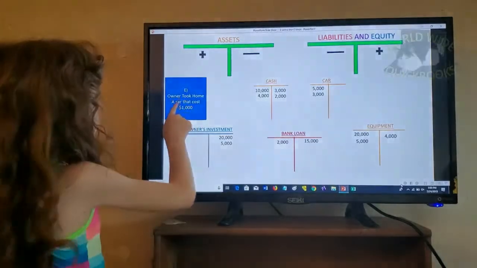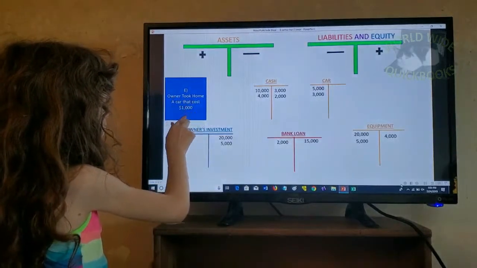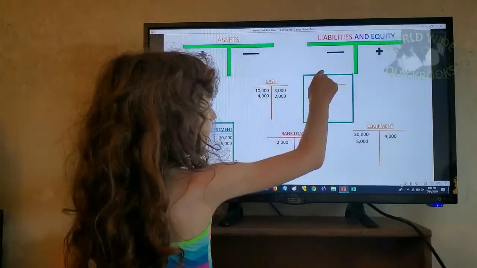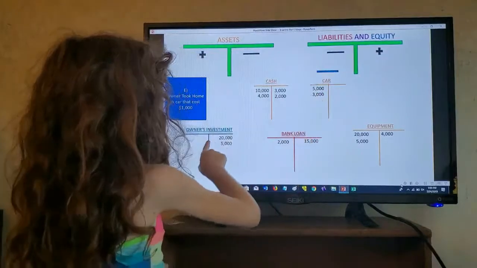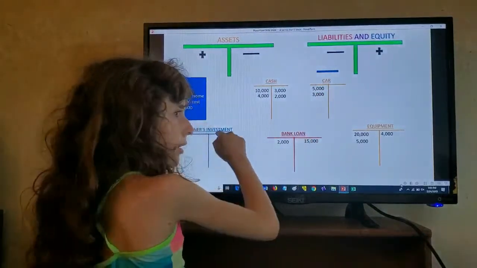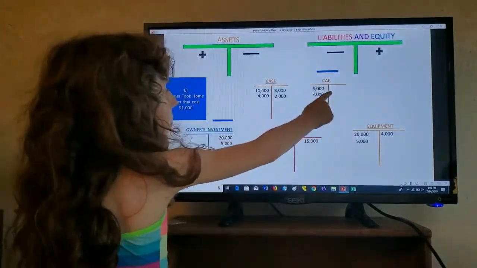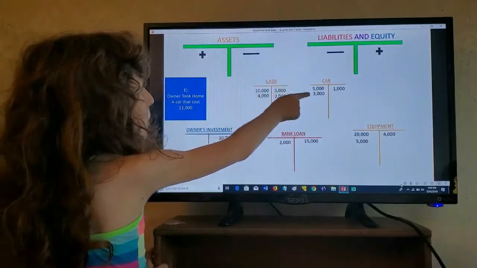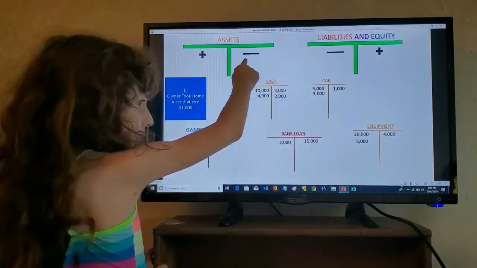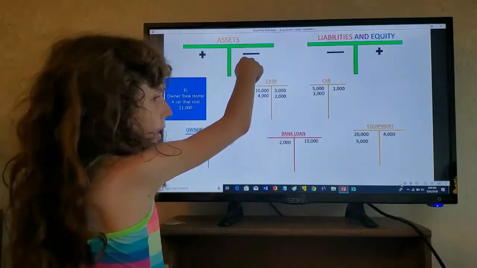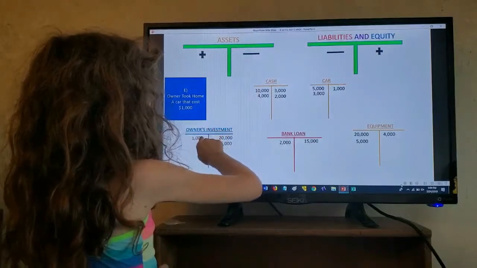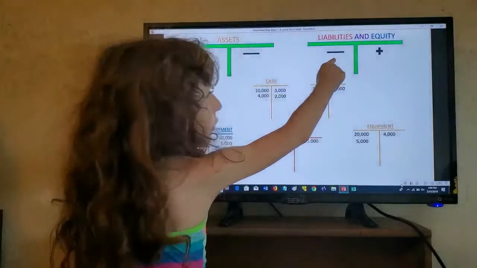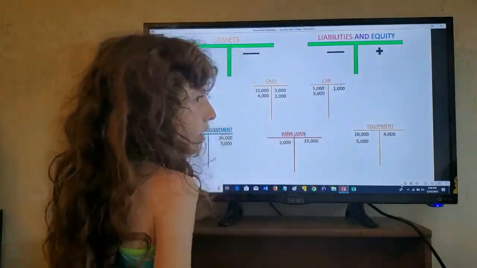Transaction E. Owner took home a car that cost $1,000. It's owner's investment and car. The company has fewer cars, so it's minus, and owner's investment is also minus. Car is an asset and it's minus, so it has to be on the credit side. Owner's investment is an equity, so it has to be on the debit side if it's a minus.